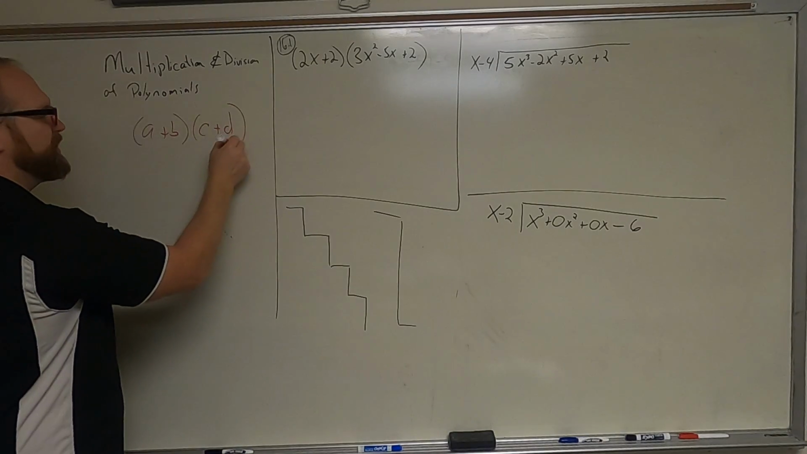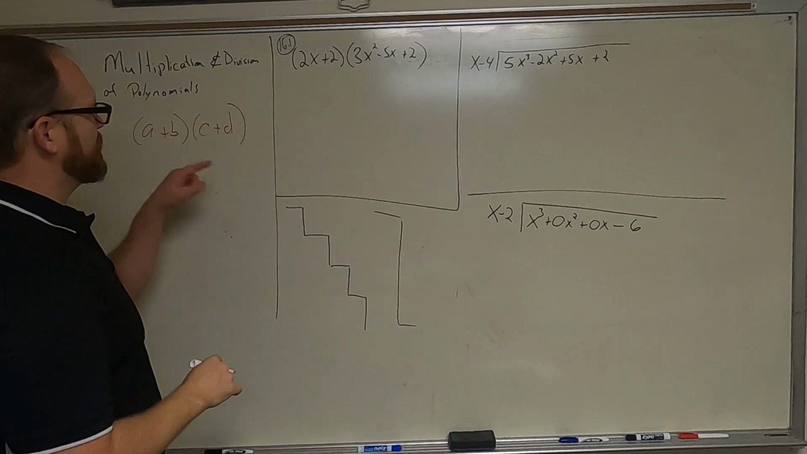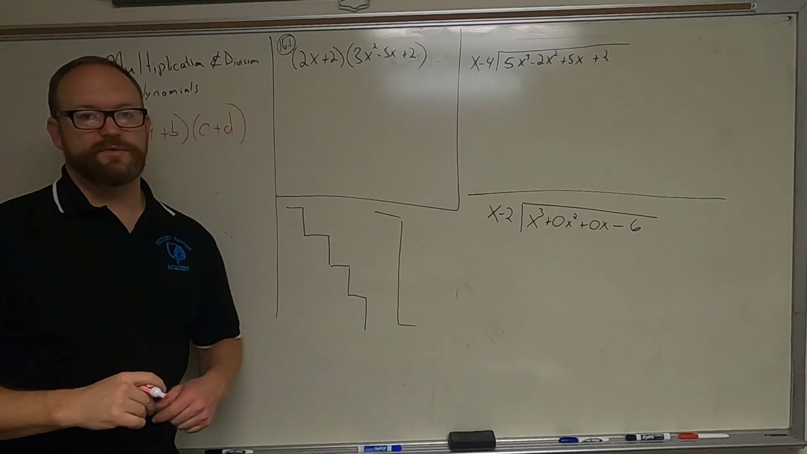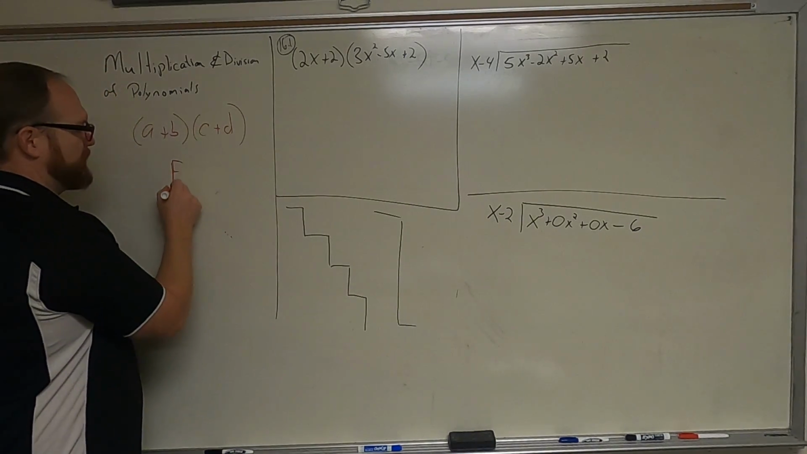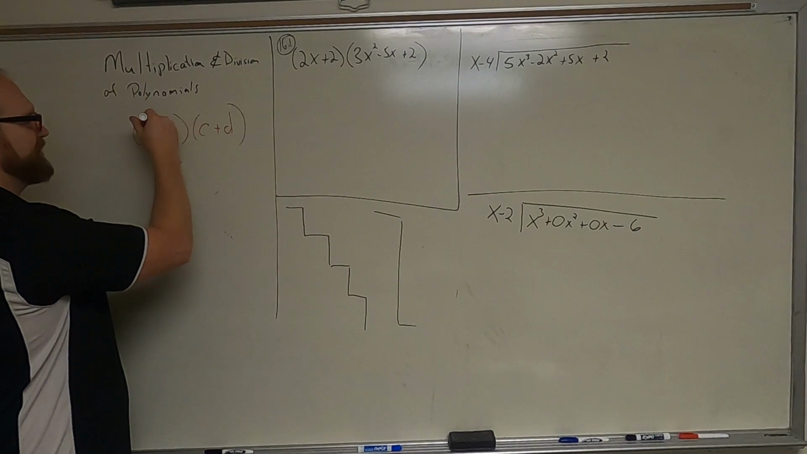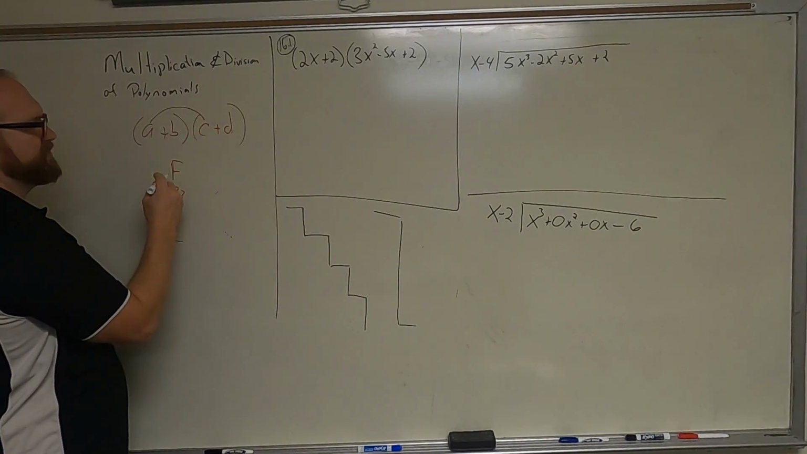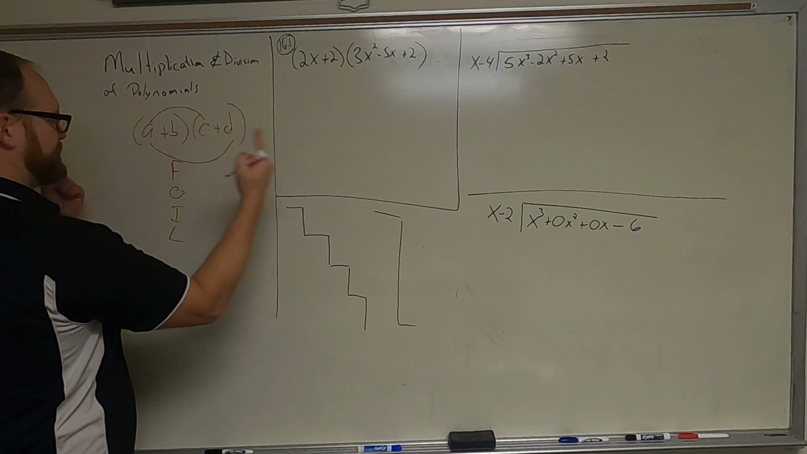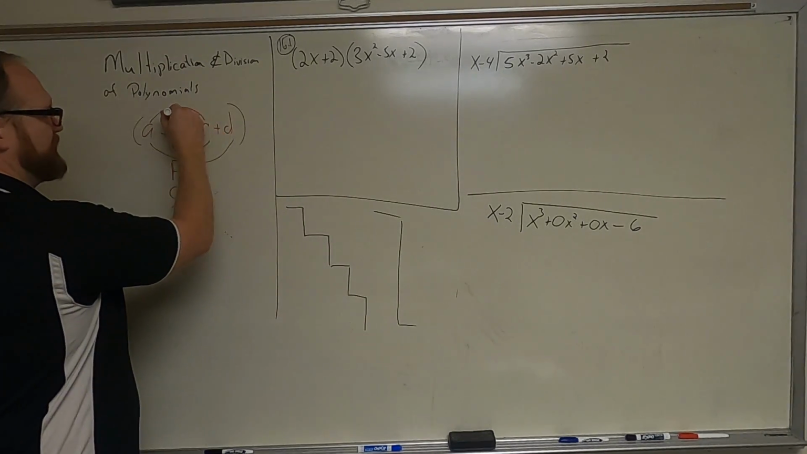c plus d. And with a double and a double, or a binomial and binomial, we can use what's called the FOIL method. Do you remember using the FOIL method? First, outer, inner, last. It looks like this. If we have the first times the first, the outer on the outsides, the insides, and then the last.